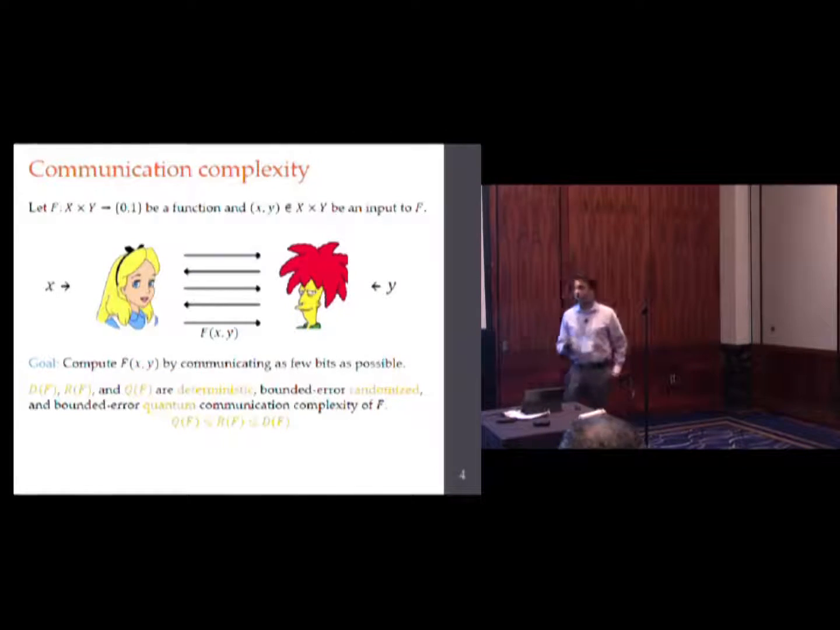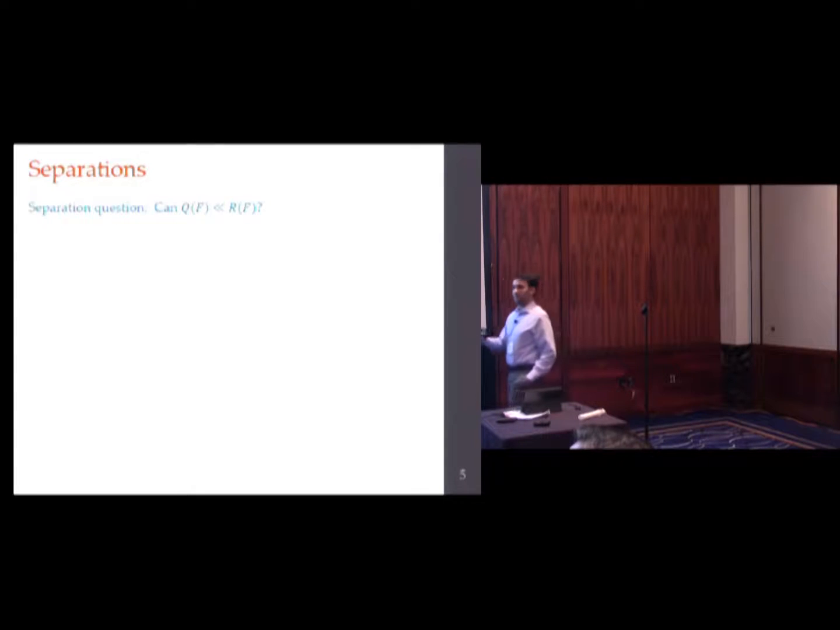All right. So now that I've introduced quantum communication complexity and randomized communication complexity, we can ask the separation question, which is, can quantum communication complexity be smaller than randomized communication complexity? And this is actually a favorite question of us quantum computing types. We love asking this question in every model of computation. Can quantum do better than randomized?